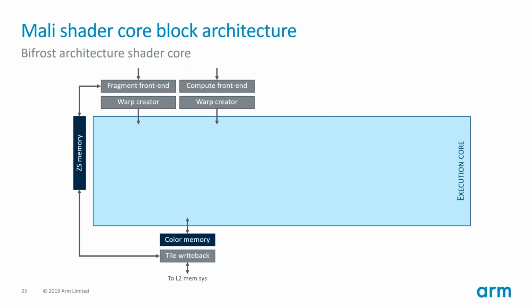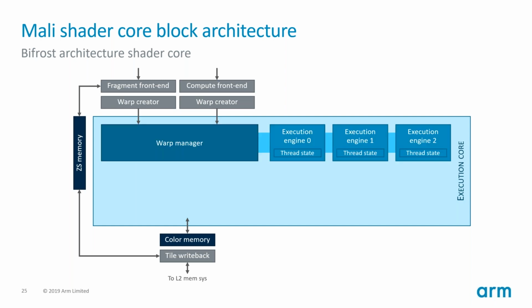So there's quite a complicated set of behaviors in the front end to decide which fragment should get spawned as threads. And on the back end of the core, we have some fixed function units that will retire tiles back out to memory, rendering the frame buffer tile by tile out to DDR. Inside the execution core, we have a number of programmable units which are responsible for executing the shader workloads.